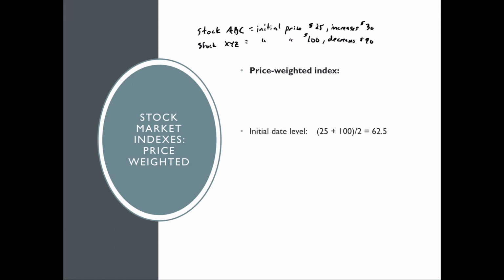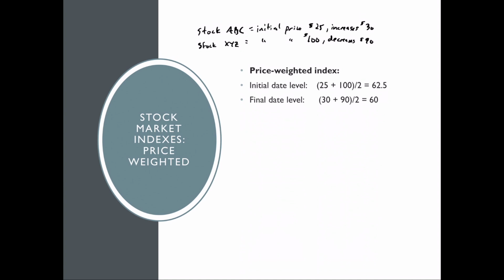So with price weighted, you would take the initial date level, so 25 and 100, add those two together, divided by 2. The initial level of the portfolio is simply 62.5. So that is based on the weighting of the price. You have the $25 security, $100 security divided by 2. The value is 62.5. Our portfolio, stock ABC went up to 30. Stock XYZ went down to 90. So what is our final date level? We would take 30 plus 90 and divide it by 2. Our final date level is 60.